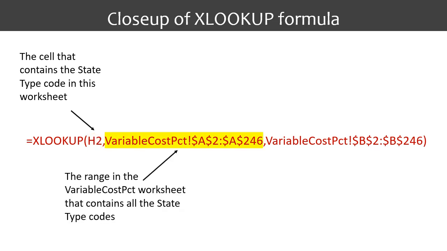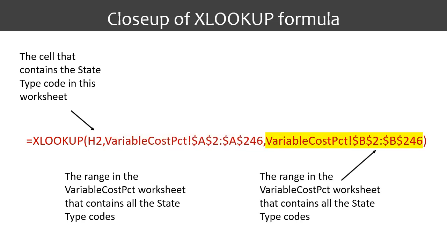Next, we would point to the range that contains all the state type codes. We would point to the range of cells that contains the lookup information. Here, the information we need is in a separate worksheet named Variable Cost Percent and can be found in cells A2 through A246 in that Variable Cost Percent worksheet. Next, we would point to the range that contains all of the Variable Cost Percent data. The information we need is in the Variable Cost Percent worksheet and can be found in cells B2 through B246 in that Variable Cost Percent worksheet.